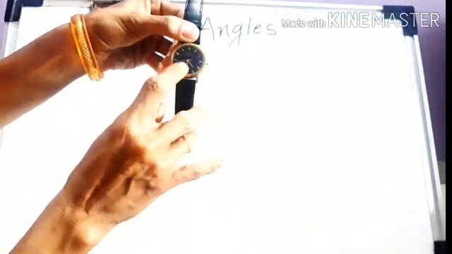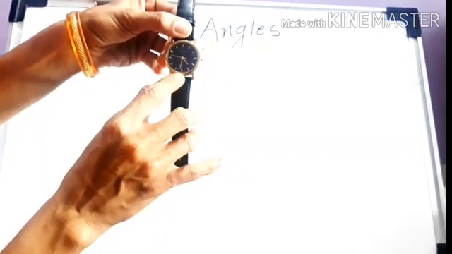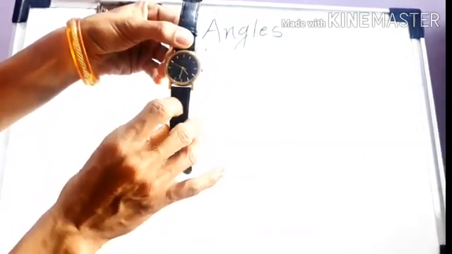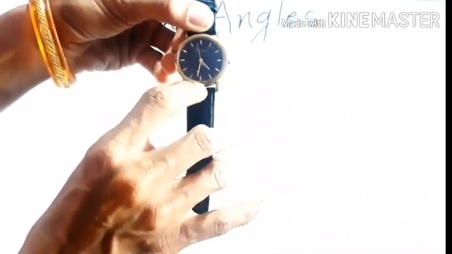Okay. So here which type of angle do they form? Obviously by observation we can tell it. Okay. So this is an acute angle, because here the angle which is formed in between these two hands is less than 90 degree. So this is an acute angle.